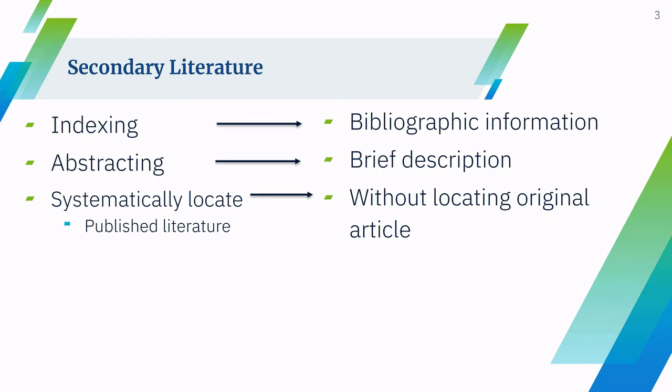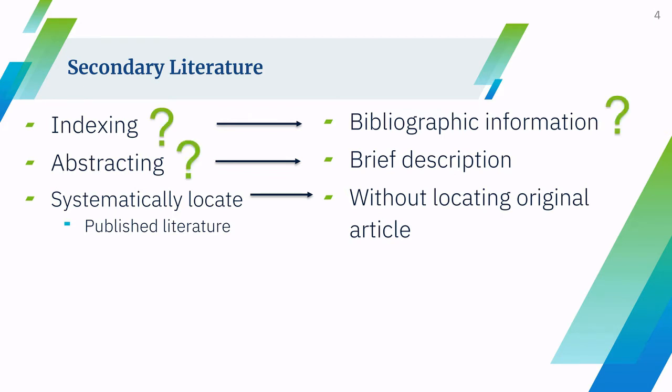Secondary literature is characterized as indexing and abstracting services that can be used to systematically locate various types of published literature, for example, review articles and clinical studies. The indexing system provides bibliographic information indexed by topic. In addition, the abstracting system allows the user to view a brief description of the information, that is, the abstract, within most citations without locating the original article.